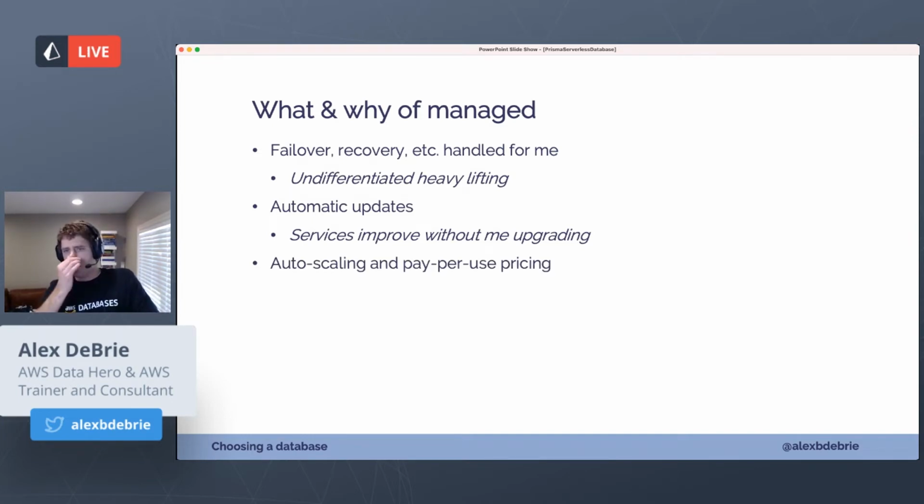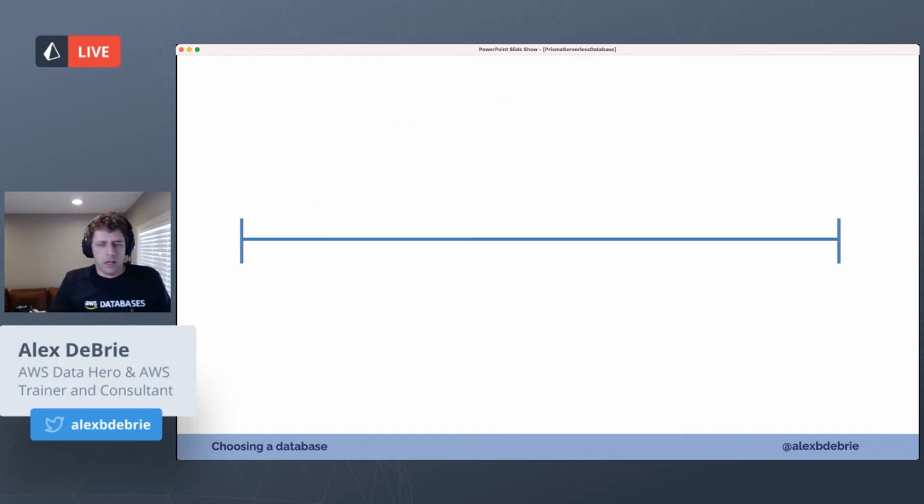Last thing we talk about with the what and why of managed is auto scaling and pay per use pricing, right? And the big key here is I want to pay for value rather than pay for capacity, whether I'm going to use it or not. And we'll talk about pricing model a little bit more later on as well. So with those principles in mind, let's look at how these databases line up across a continuum here.